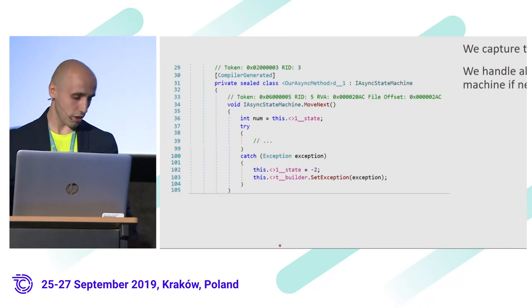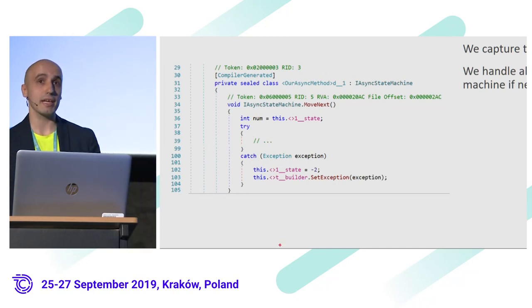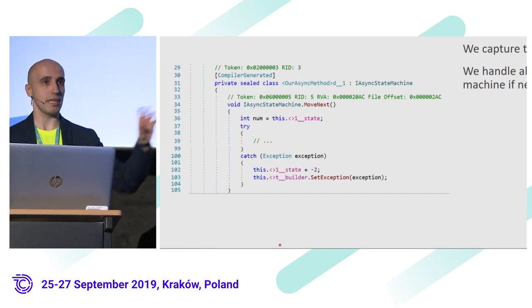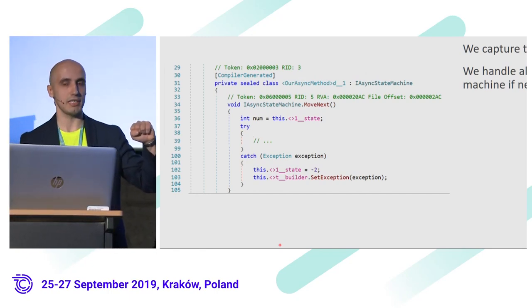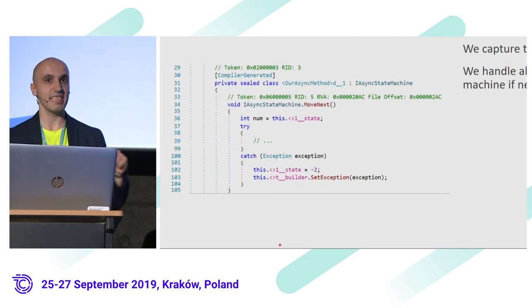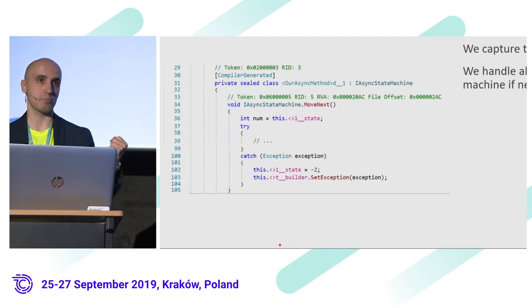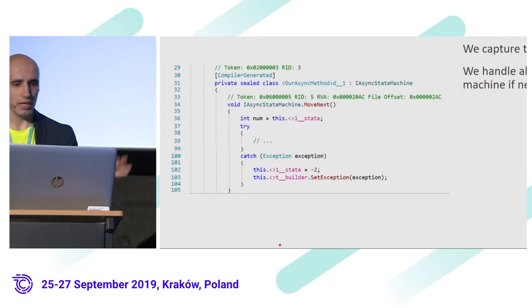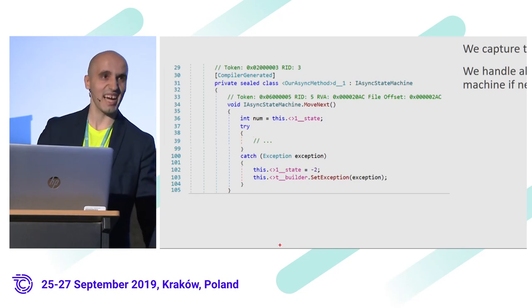When we continue compiling the code, MoveNext in general has a very generic structure. Basically, we take the current state, which we initially set to -1. Then we do a try and catch. In catch, we handle all the exceptions. We change the state to -2 to indicate that something failed, and we also set this exception on the task object.